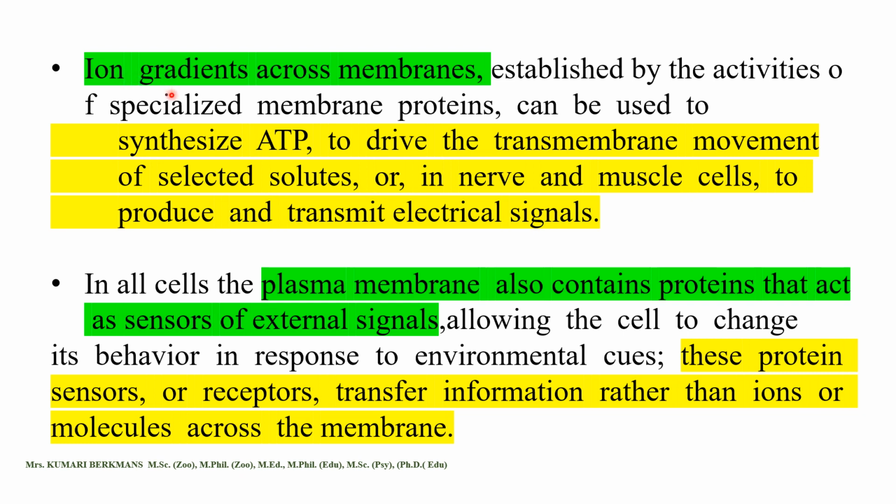Ion gradients across the membrane, established by the activities of specialized membrane proteins, can be used to synthesize ATP, to drive the transmembrane movement of selected solutes, or, in nerve and muscle cells, to produce and transmit electrical signals. I hope you understand. Look here, the ion gradients across the membrane. Membrane, in the sense, the cell membrane.